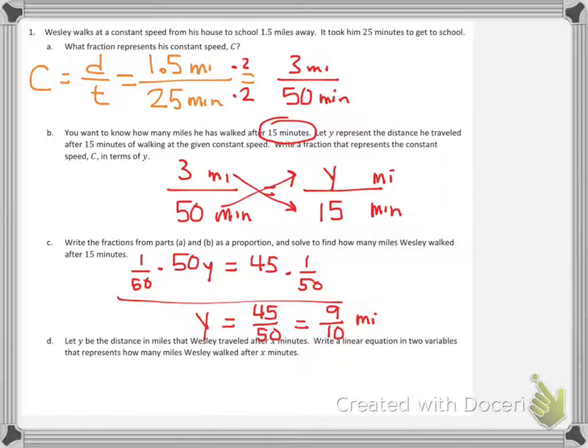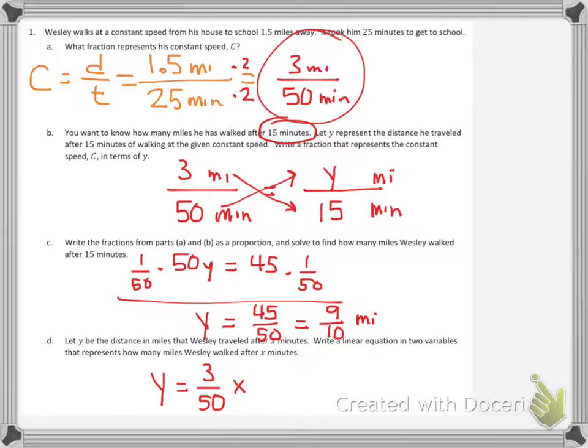Okay, next we can write an equation in 2 variables that represents how many miles Wesley walked after X minutes. So what we're going to use is his constant rate. My equation is always going to start with my dependent variable, which is the y, equals, and then I need the constant rate, which we said was 3/50ths times x. And that will be our linear equation for solving the number of miles that he could travel, no matter how many minutes that we choose.